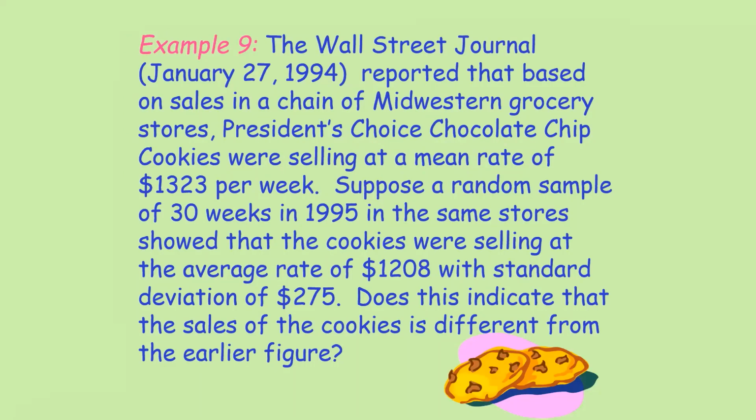So let's look at another example. The Wall Street Journal reported that based on sales in a chain of Midwestern grocery stores, President's Choice chocolate chip cookies were selling at a mean rate of $13.23 per week. So suppose a random sample of 30 weeks in 1995 in the same stores show that the cookies were selling at the average rate of $12.08 with a standard deviation of 275. Does this indicate that the sales of the cookies is different from the earlier figure? So we're talking about cookie sales here.